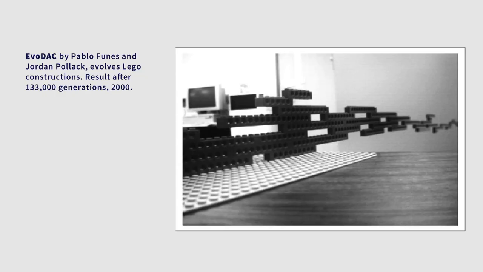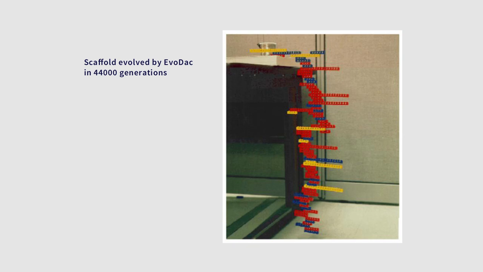The researchers Pablo Funes and Jordan Pollack applied genetic programming to this problem through their evolutionary design system EvoDAC in 2000 that evolves Lego constructions. In this particular case, the target fitness was reached after 133,000 generations. Here is another example with a scaffold evolved in 44,000 generations.